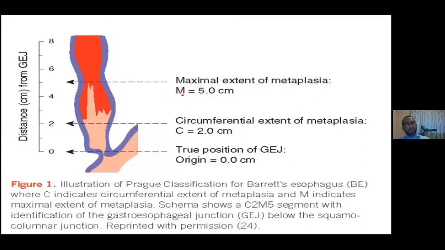This is an example of the Prague criteria. So that's the origin, the level of the OG junction, the area of the circumferential extent, and the maximum length or maximum extent of metaplasia. As you see there, it's C2 and M5 in this example.